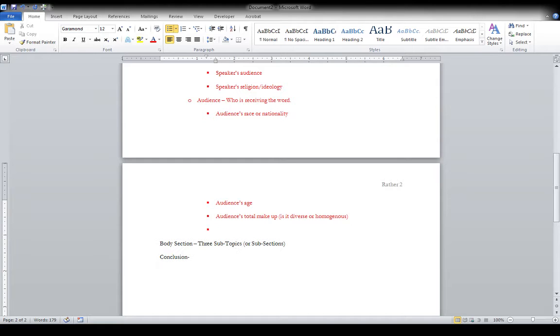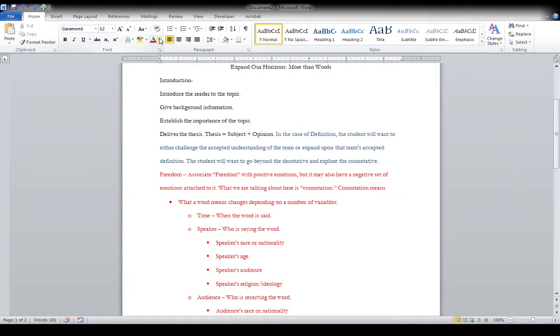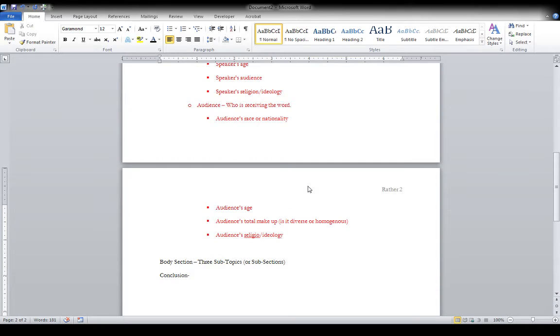And then, of course, the audience's religion, our ideology. A good example of this, since we're in a political season and we're coming up on the presidential campaign, it seems like I'm always teaching this around a campaign of some sort. I'm gonna do this a different color again so we can see it set off. An example would be the word socialism.